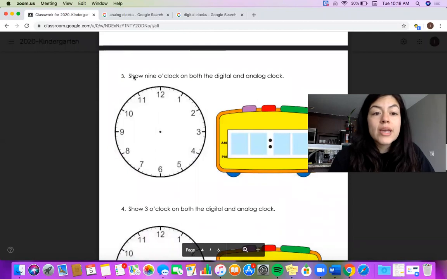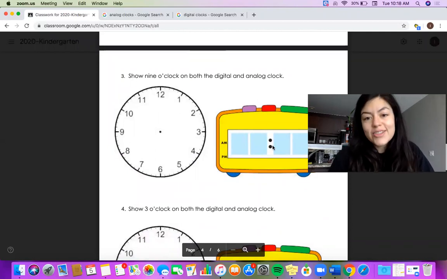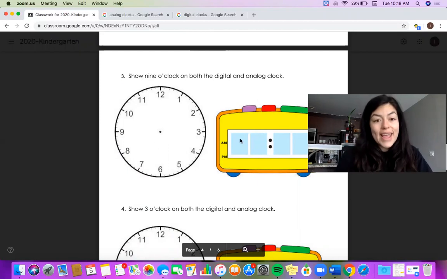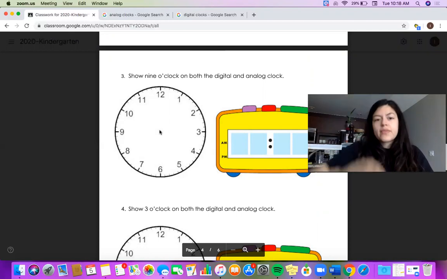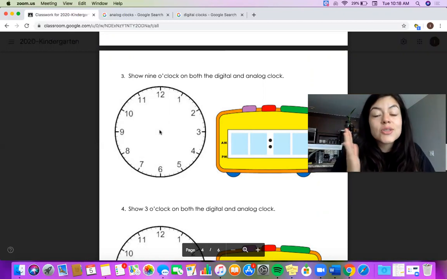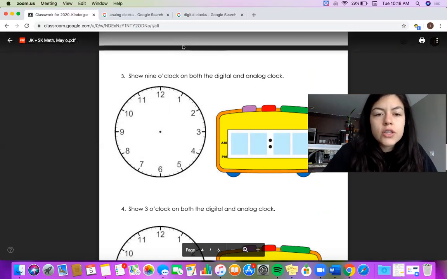Next page, for number 3, you have an analog clock and a digital clock. And for number 3, I want you to show 9 o'clock on both of these different types of clocks. Remember, the minute hand on the analog clock doesn't change. It'll always be pointing at the 12, 00 minutes. It'll be 9 o'clock because it's pointing at the 12. So you just need to make sure that the small hour hand is pointing towards the 9. And make sure that for these clocks, you're starting your lines right at the little dot in the middle.